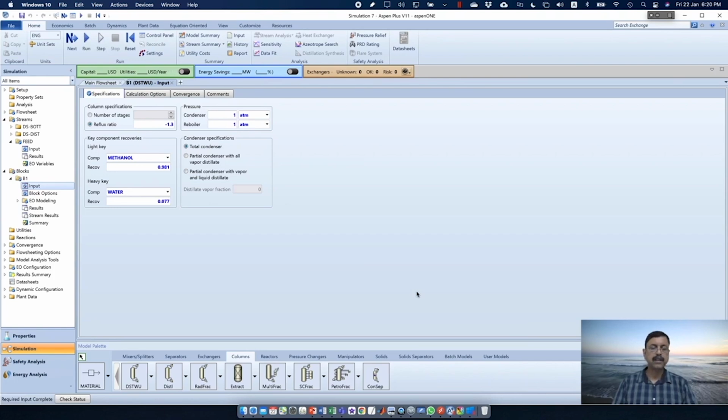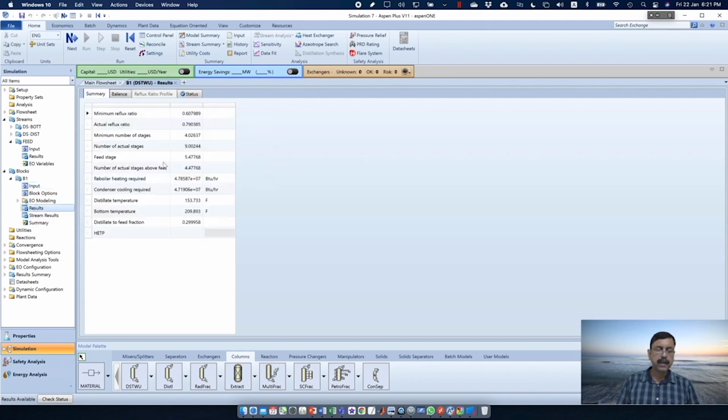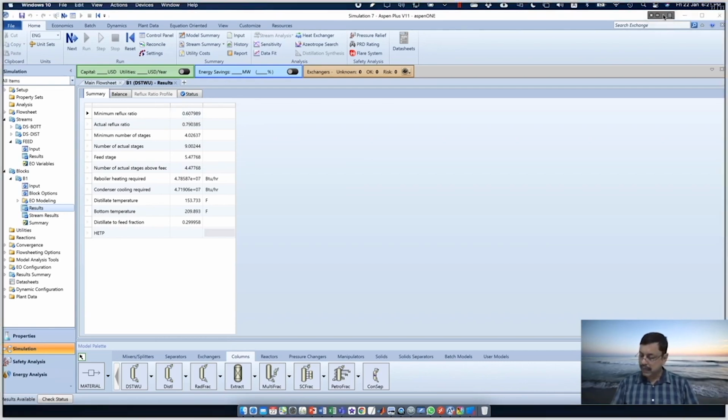So the specifications are complete. Now it is ready to run. Let us run. The results are available. Let us see the results first. So here the minimum reflux ratio has been calculated as 0.607989. So this is the system calculated minimum reflux ratio. Here the actual reflux ratio is 1.3 times the minimum reflux ratio. So if you multiply this with 1.3, then you will definitely get 0.79385.